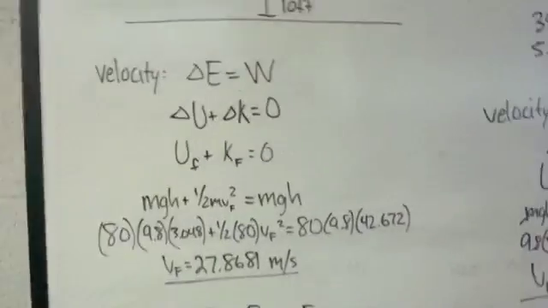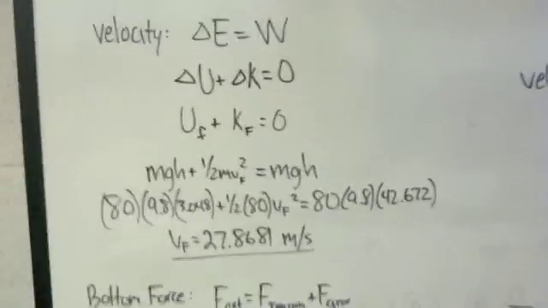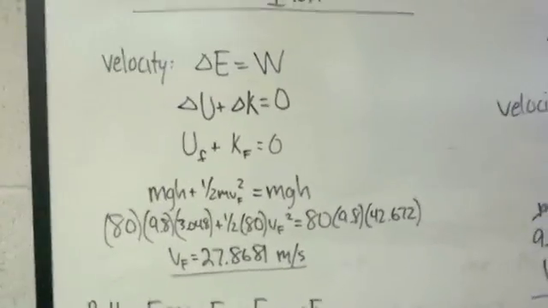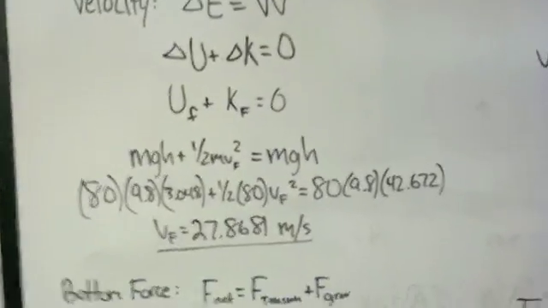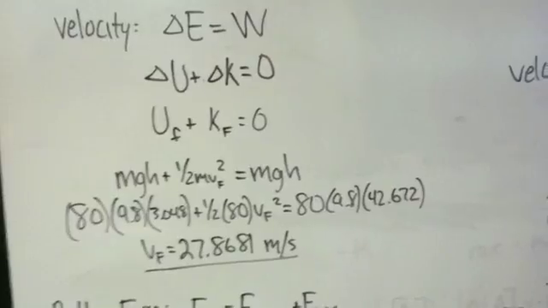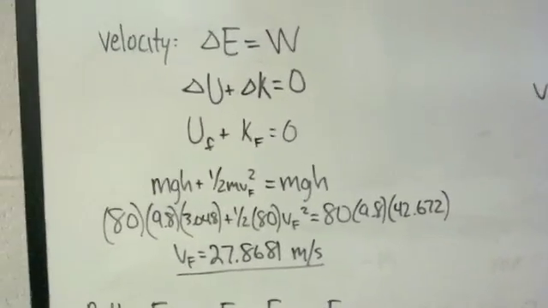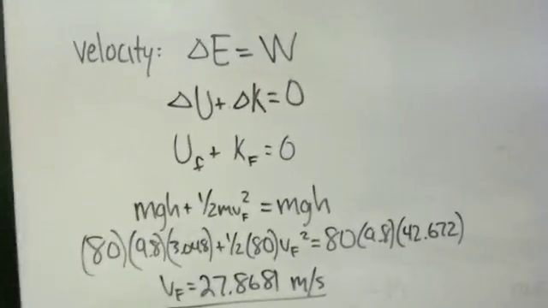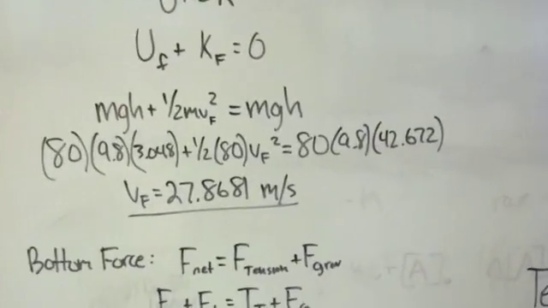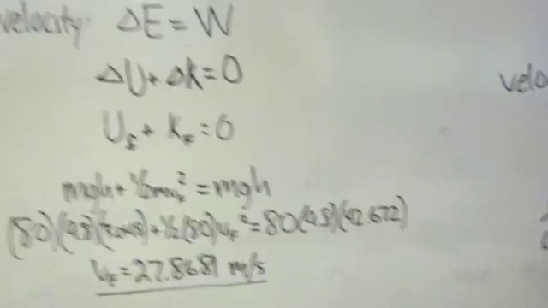Now to begin, solving for velocity, we use the change in E is equal to work. From there, we were able to turn it into a change in potential energy plus change in kinetic energy equals 0 because no work is being done. We solved for the final of the potential and the kinetic, setting that equal to 0. And from there, we were able to derive that mass times gravity times height is equal to the potential, and 1/2 mv squared is equal to the kinetic energy. From that, we continued plugging in the numbers we had, and we found that the velocity is 27.8681 meters per second.